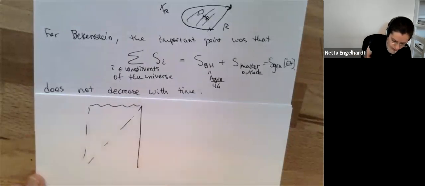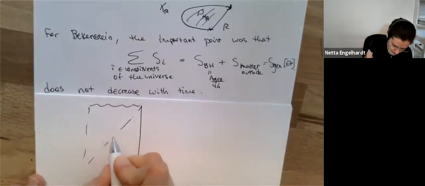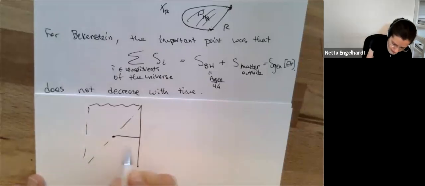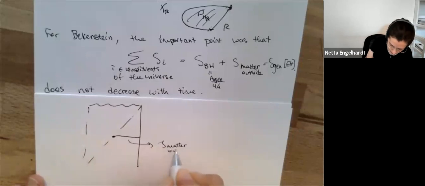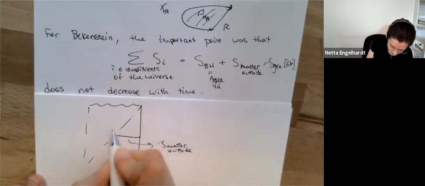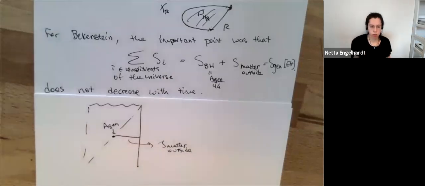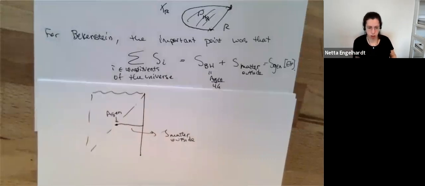so here's an event horizon. We're talking about some surface here. This is where we're evaluating. This is S matter outside. And this is where A_gen is being evaluated. So this was what was important for Bekenstein, and he proposed what's known as the generalized second law.